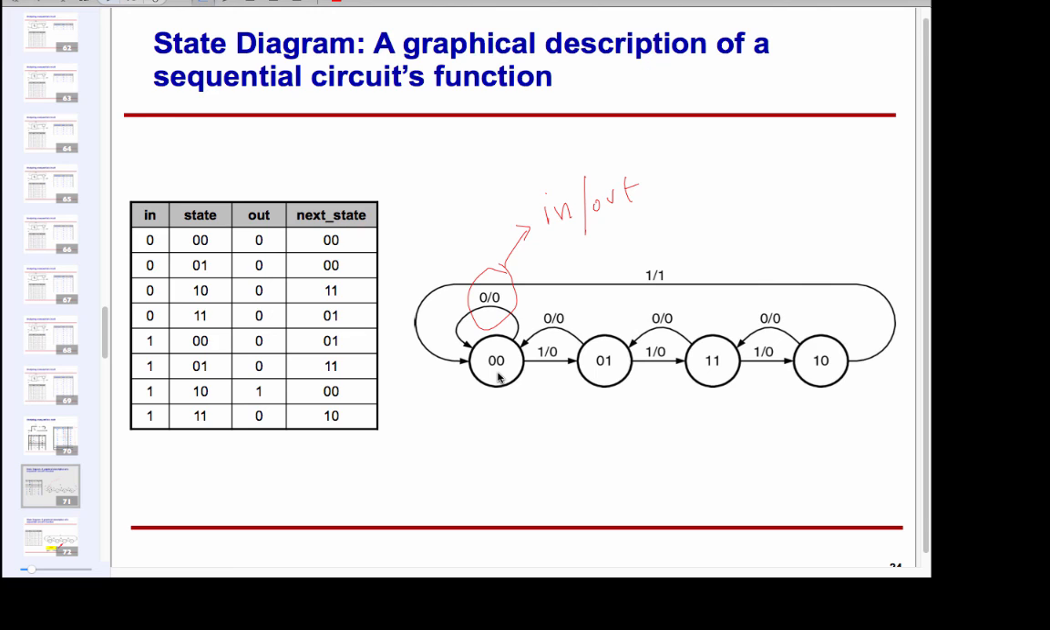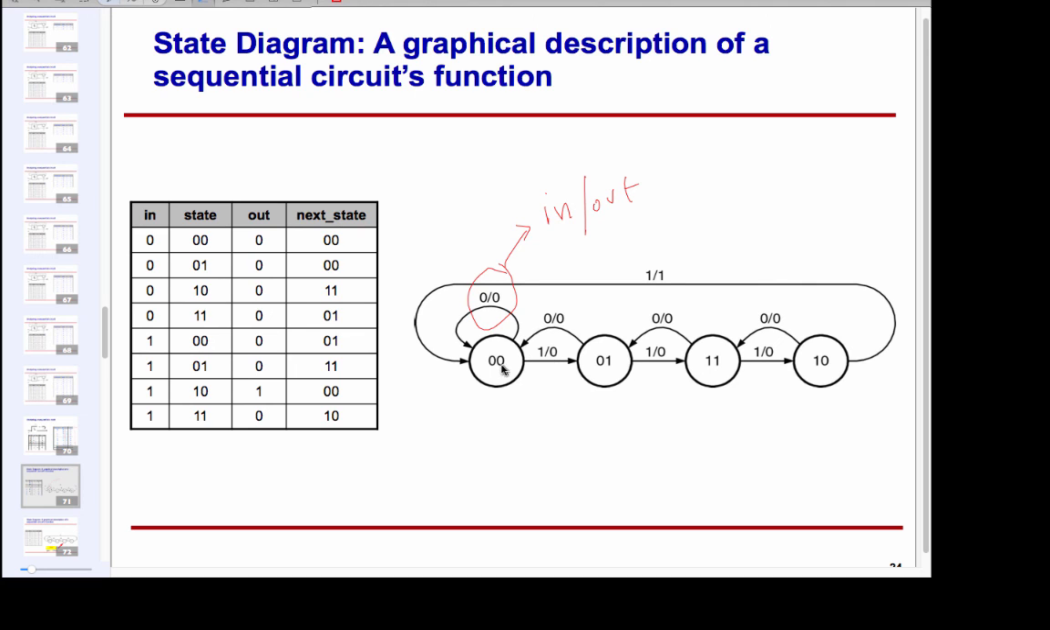If on the other hand, current state is 0,0, I'm here, and input is 1, then the next state is 0,1. So I see this arrow going out here, which is basically saying if input is 1, the next state is going to be 0,1. Furthermore, I also need to talk about what the outputs are going to be. So in this particular case, I'm saying if input is 0, and I'm in state 0,0, output is 0. And if I'm in state 0,0 and input is 1, output is still 0. So the second part is saying what the output is.